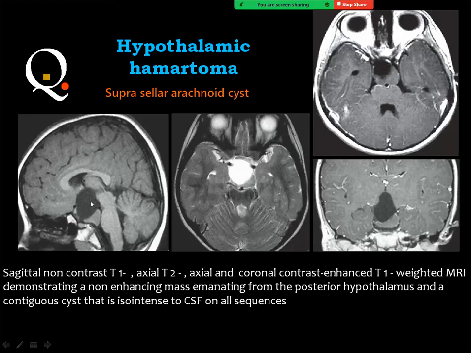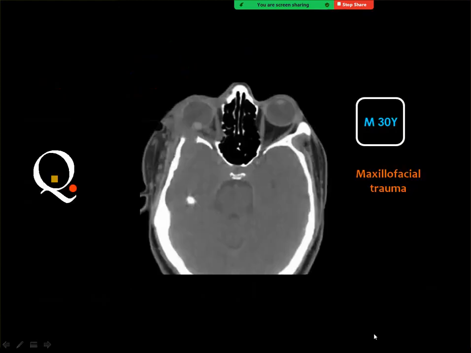And sometimes these two lesions may occur in the same patient, like in this case, and you should be careful about this one, which is the only lesion, solid lesion, I mean, which does not show contrast enhancement. This patient presented after maxillofacial trauma.